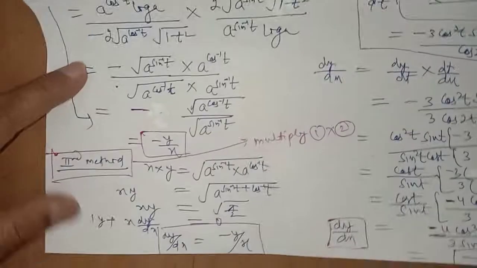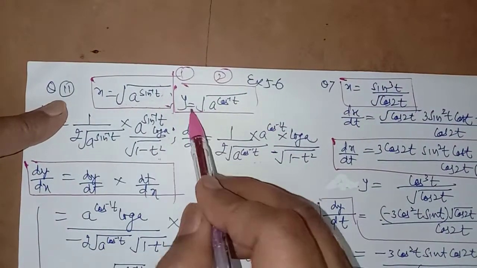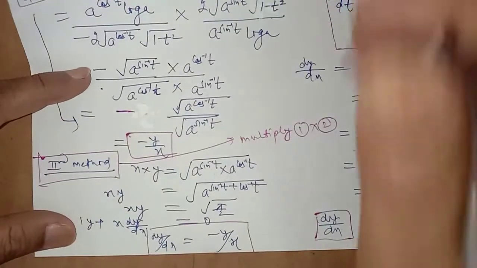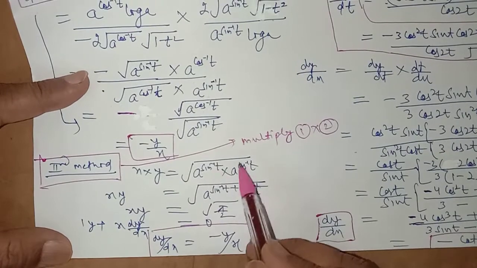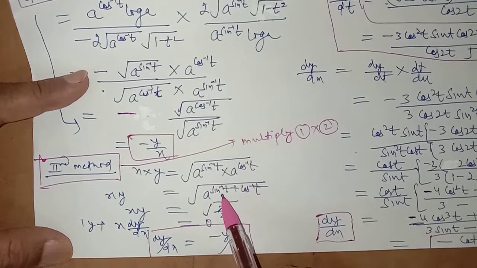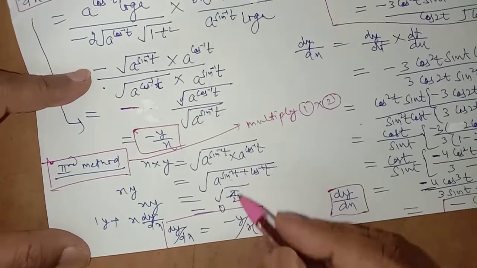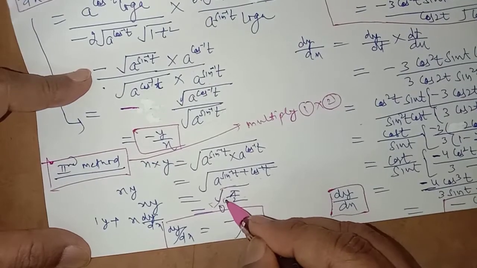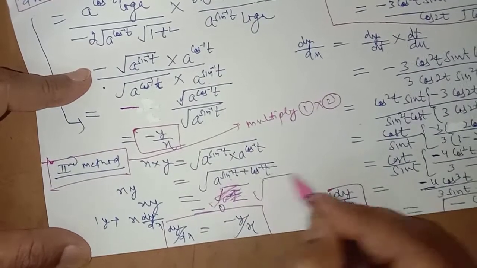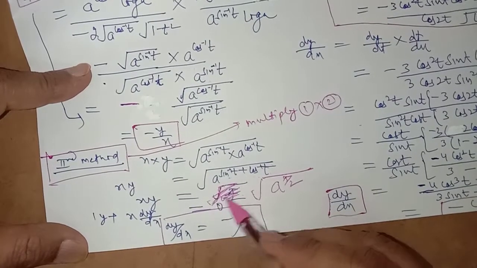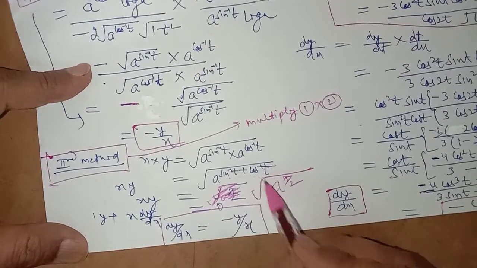This is a somewhat lengthy method, but in the second method, if we multiply these two, x into y is equal to this into this. Let's multiply left with left, right with right, we are getting this. On multiplication their powers will be added, sin inverse t plus cos inverse t, and this identity you know, sin inverse t plus cos inverse t is pi by 2. So a raised to power pi by 2. Sin inverse t plus cos inverse t is pi by 2.